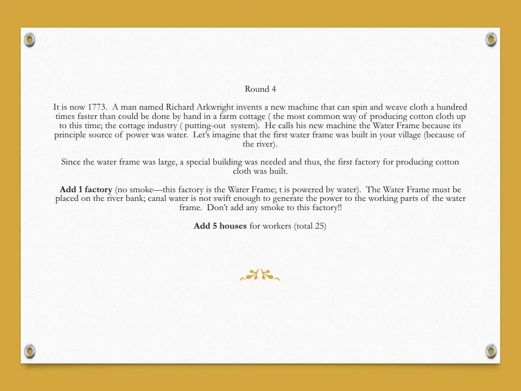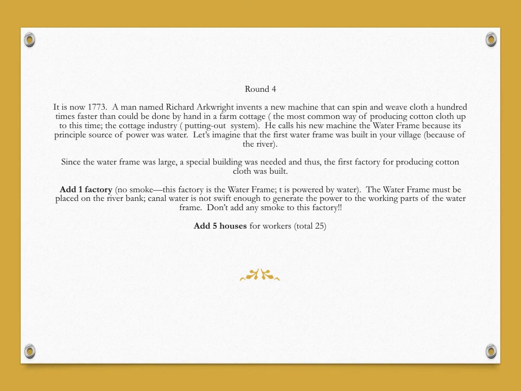Round 4. It is now 1773. A man named Richard Arkwright invents a new machine that can spin and weave cloth 100 times faster than could be done by hand in a farm cottage. That was the most common way of producing cloth up until now, the cottage industry or putting out system. Cottage industry is the AP Human Geography word.